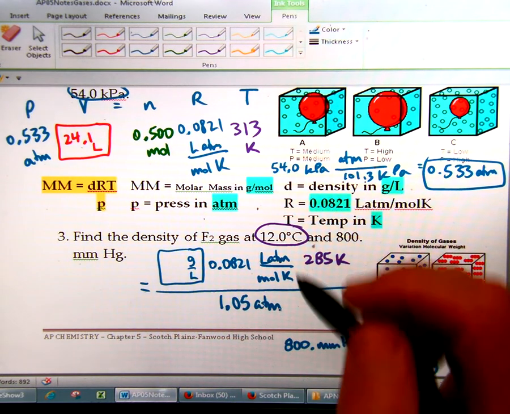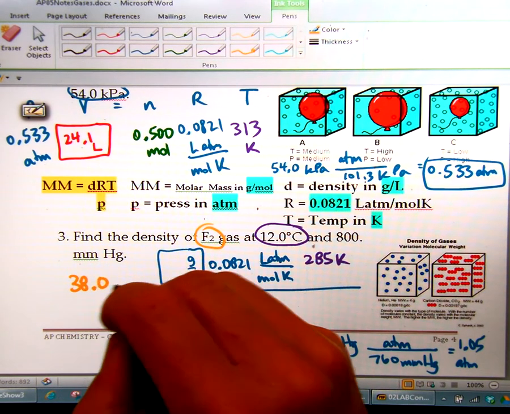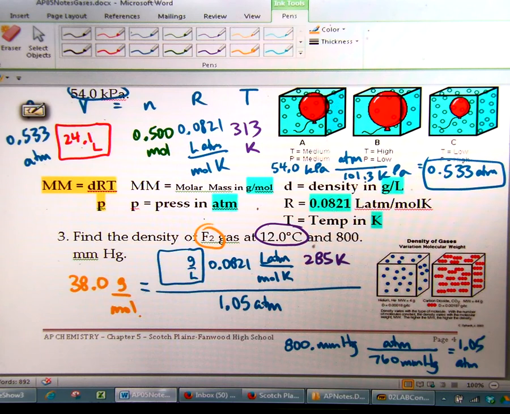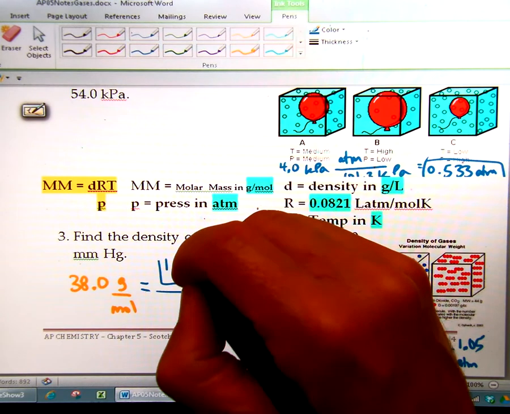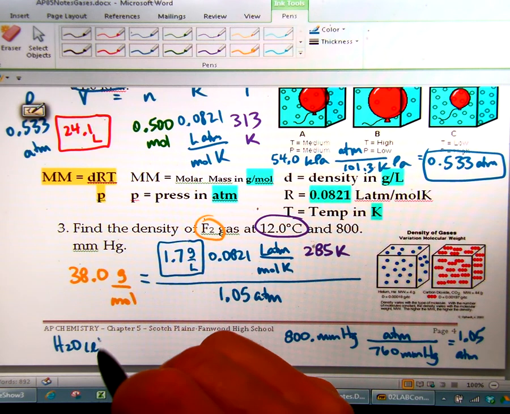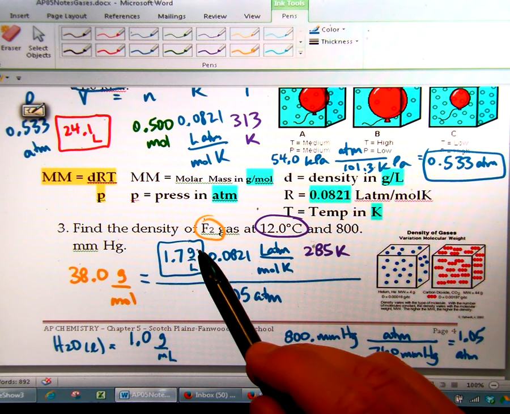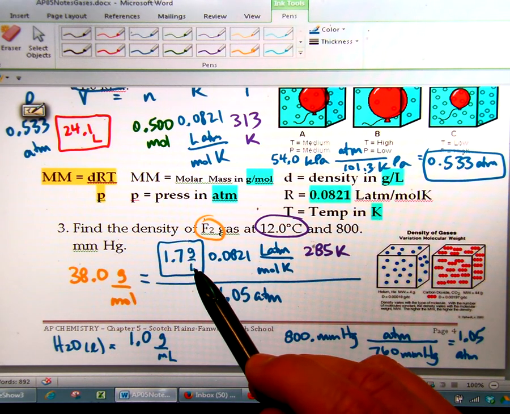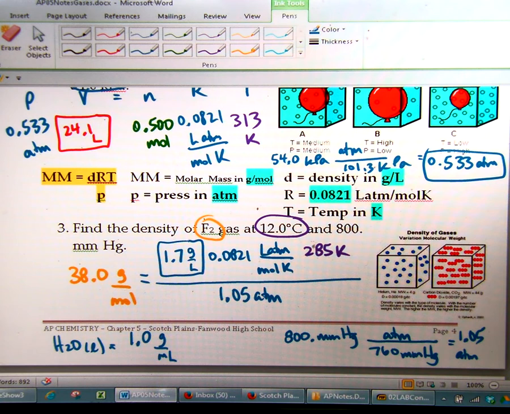Now you need to know the molar mass of fluorine. So you get that from the periodic table. 2 times 19 is 38.0 grams per mole. That was from the periodic table. And now you're going to do your math. So 38 times 1.05 divided by 0.0821 divided by 285 is going to give you a density of 1.7. Now remember, this is grams per liter. Don't get this confused with the density of water, because you know the density of water is 1, right? Liquid. But that's 1.0 grams per milliliter. This is the density of a gas, which is 1.7 grams per liter. So clearly, a liquid is more dense than a gas. So don't get that confused. And these are one condition problems.